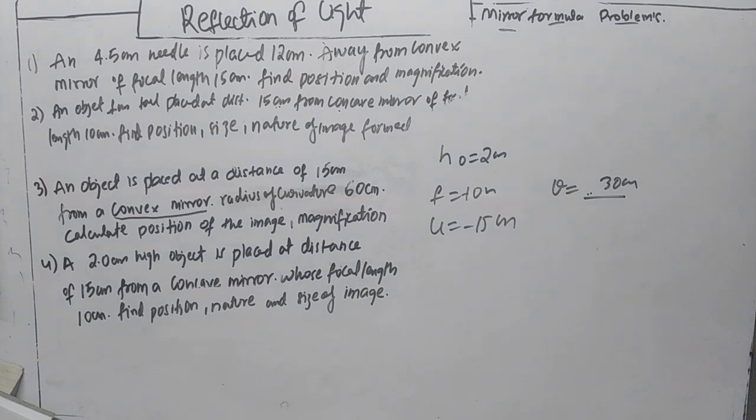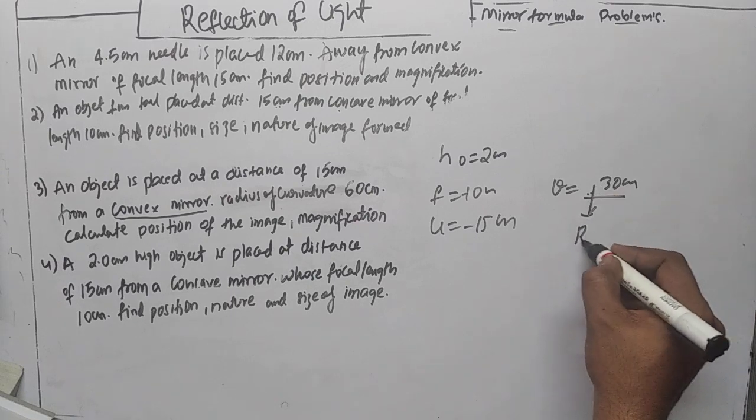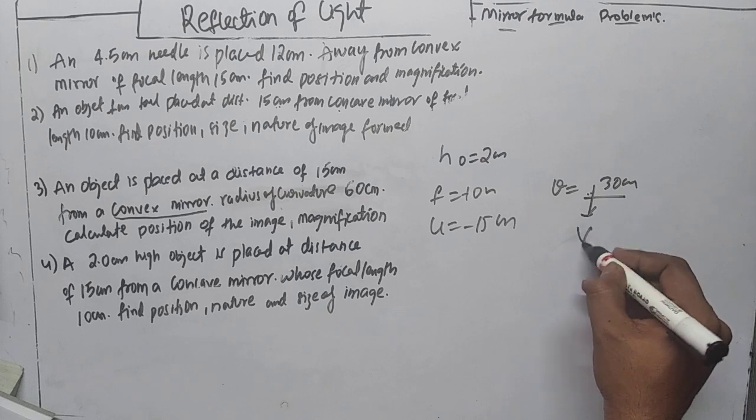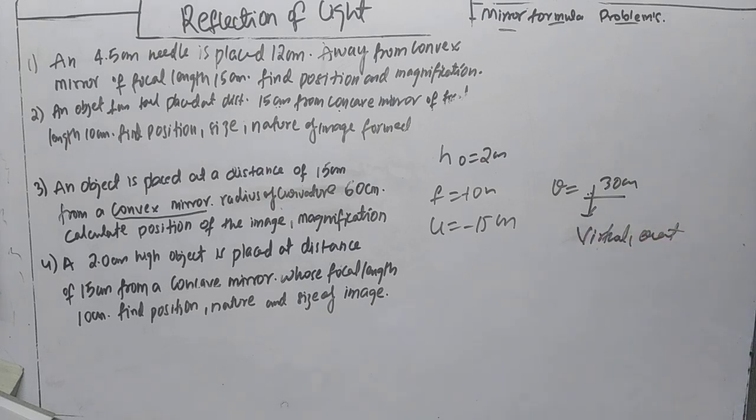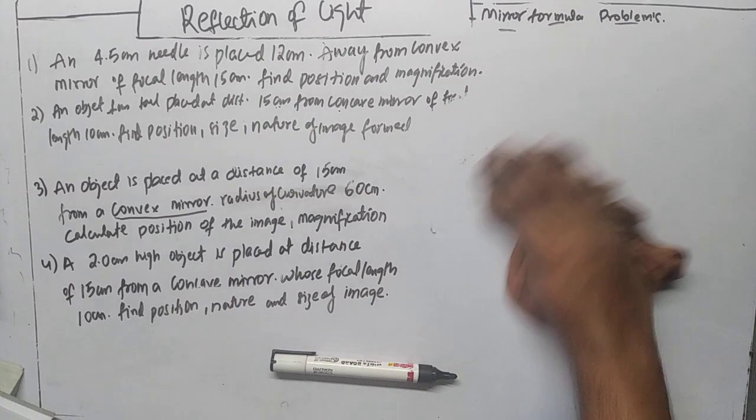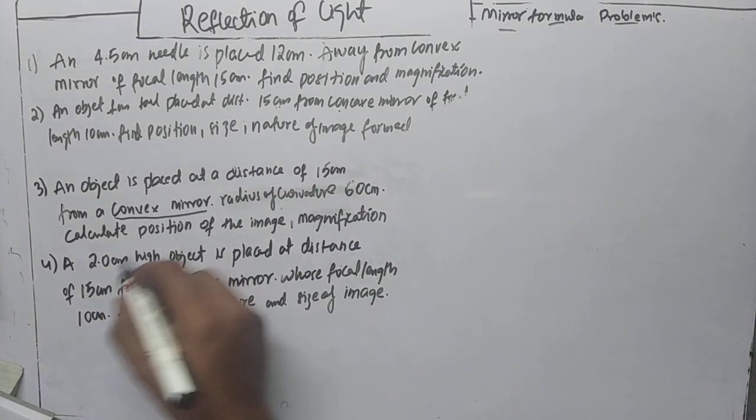So here we get the v value as 30 centimeter, a positive value. If the value is positive, this is the example for the virtual, sixth case. So here we will get a virtual and erect image. So if you find the magnification, so we'll get the magnification. No, wait, I will solve this question, don't worry.